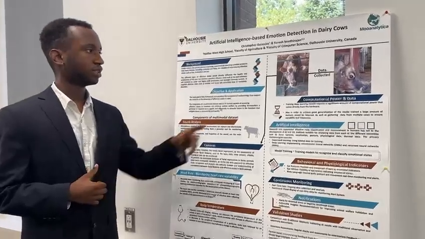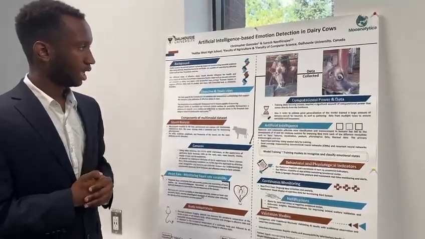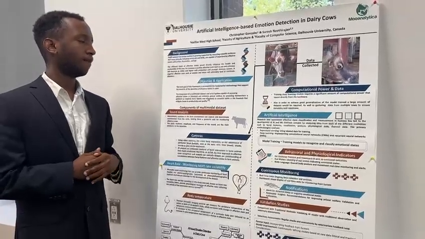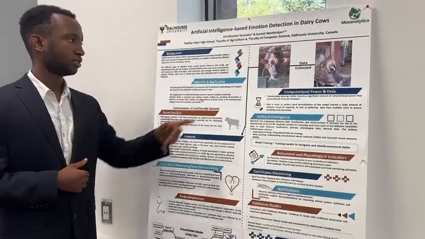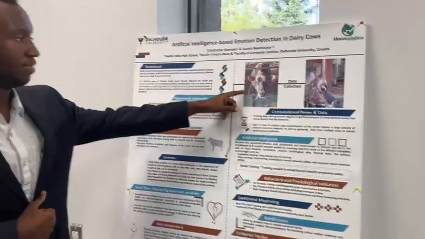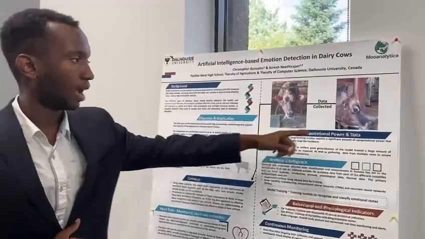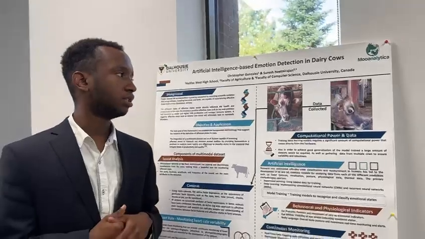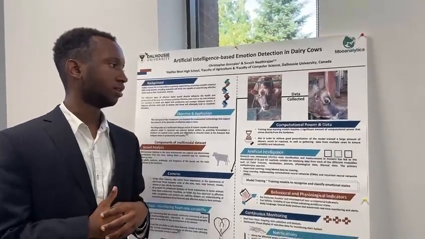So we can see here an example of the data that was collected in order to make this framework. As you can see here, this is a cow, and we have the ear posture as well as the eye awareness of the cow, and based on this we can train our machine learning model.